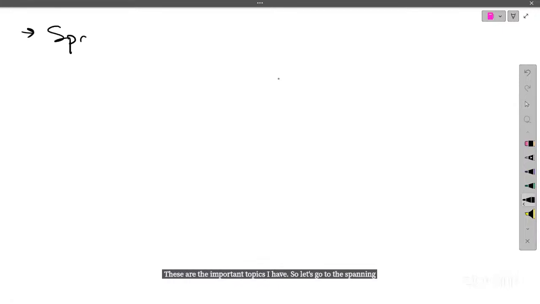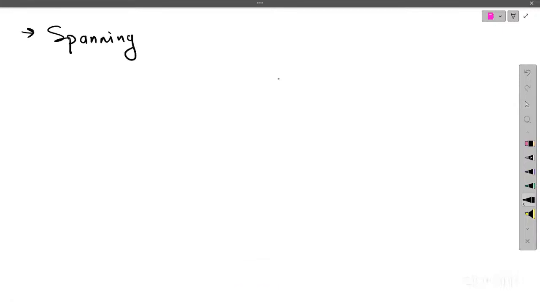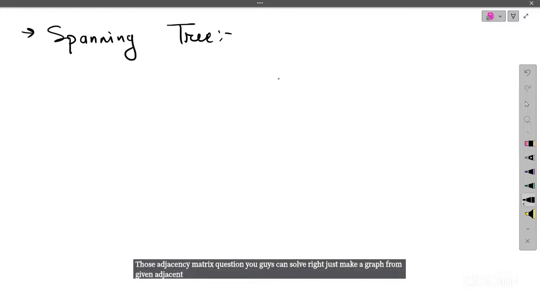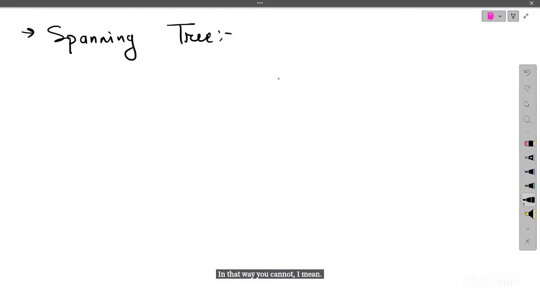Okay, so now let's go to the next topic, which is the spanning tree, and then Prim's and Kruskal's. These are the important topics I have. So let's go to the spanning tree. Those adjacency matrix questions you guys can solve, right? Just make a graph from the given adjacency matrix and then answer the question. That way it won't be confusing.